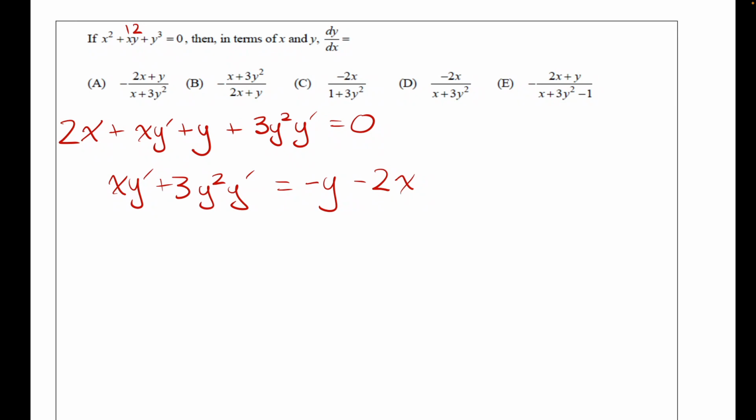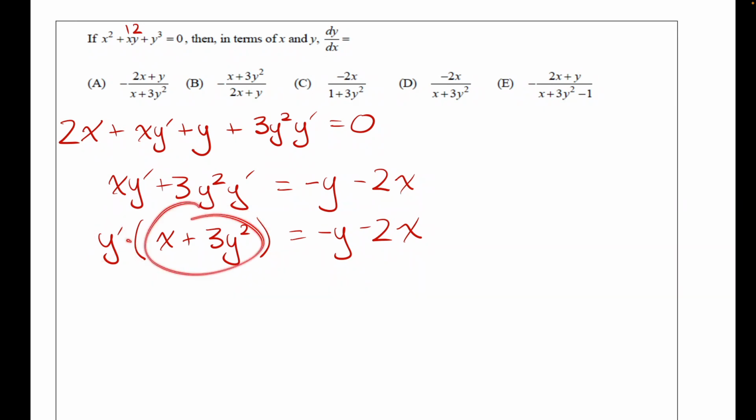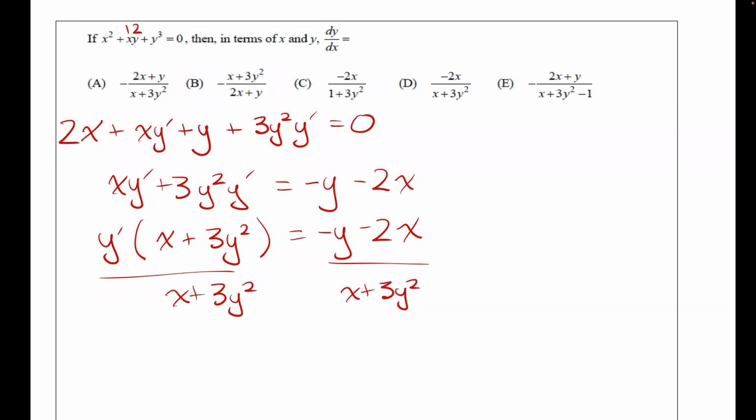From here, I'm going to turn 2 y primes into 1 y prime by factoring out that y prime. Meaning I have a y prime out here, and I'm left over with an x plus 3y squared after factoring out that y prime. The right side has not changed. All right, and right now I have y prime times some stuff. So the opposite of times some stuff is to divide by some stuff. And we're going to divide both sides by that x plus 3y squared. And we get y prime is equal to that thing.